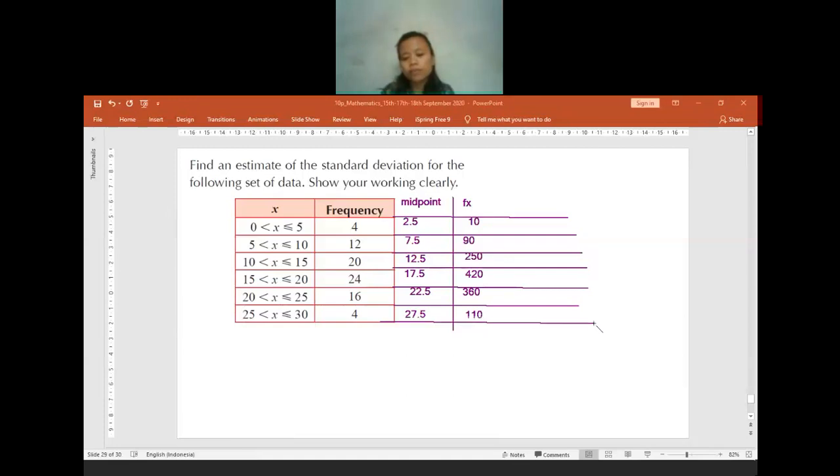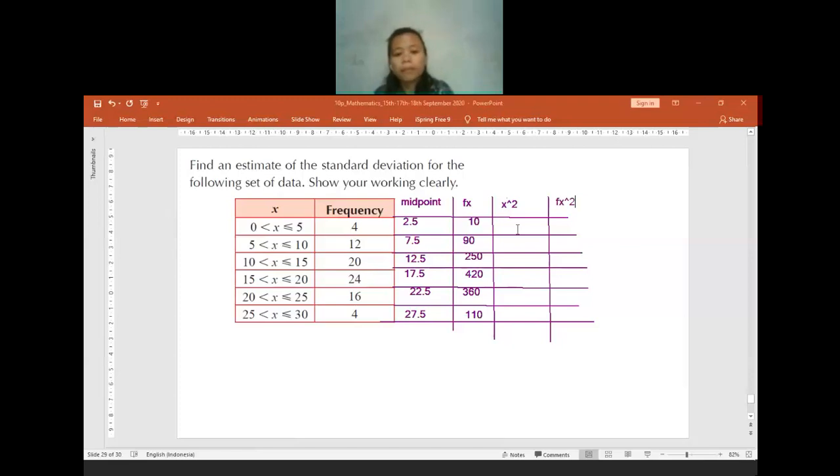Is it okay if we directly find the fx square, or do you want to find the x square first and then find the fx square? It will be up to you actually. If you get confused, you can find the x square first. The x square means the midpoint, we have to square them. After you square all of the midpoints, later on you need to multiply by the frequency. That's why in this place we will be having fx square.